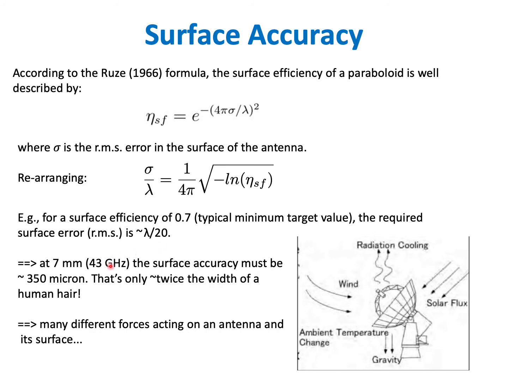Then if we, say, observe at 43 gigahertz, where the wavelength of that light is 7 millimeters, the surface accuracy needs to be around 350 microns. That's about twice the width of a human hair. So if we want to observe at 7 millimeters, our surface has to be perfectly smooth down to about the width of a human hair, which is very, very, very smooth.